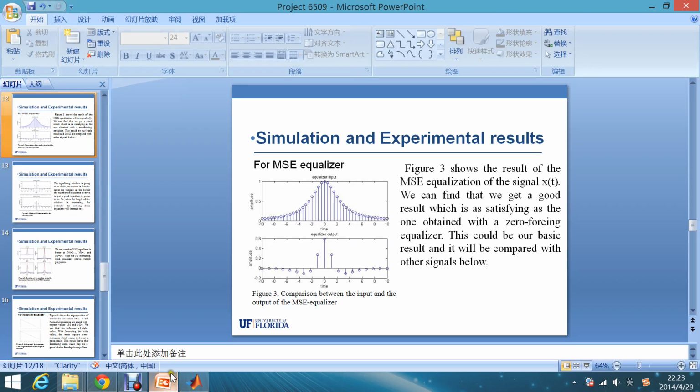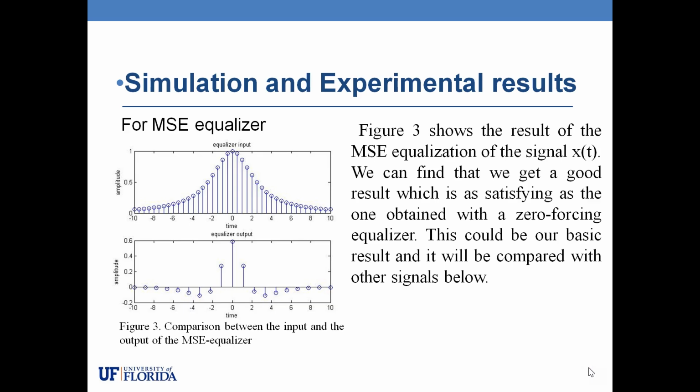Then let's see the simulation and experimental results. Figure 3 shows the results of MSE equalization of the signal x(t). We can find that we get a good result, which is as satisfying as the one obtained with a zero-forcing equalizer. This could be our basic result, and it will be compared with other signals below.